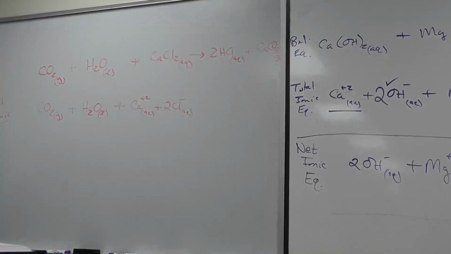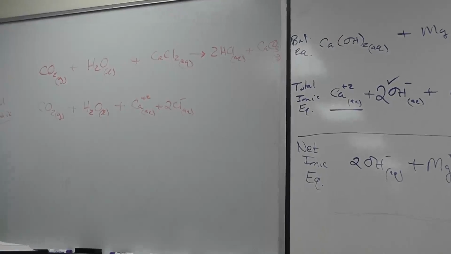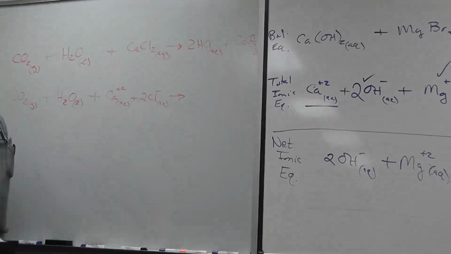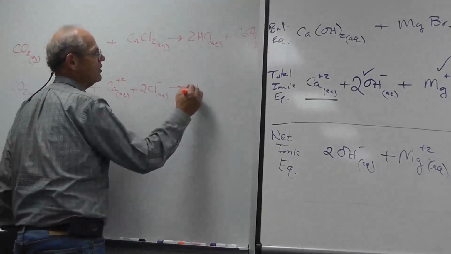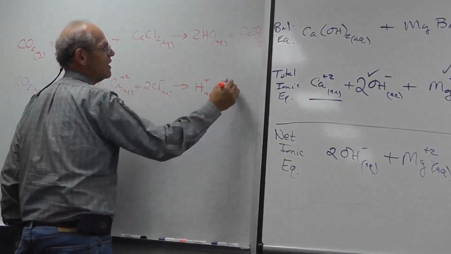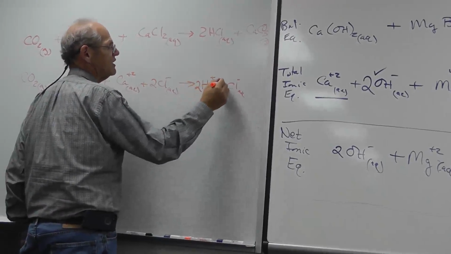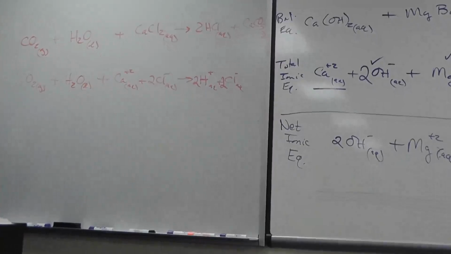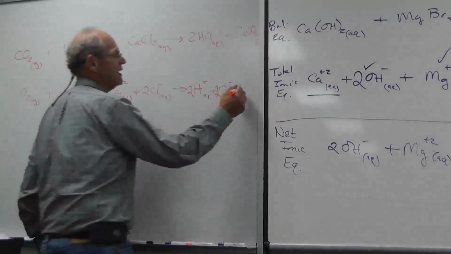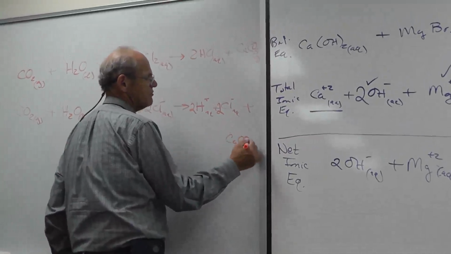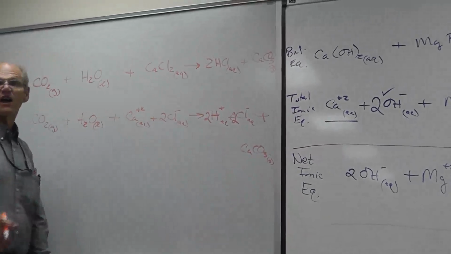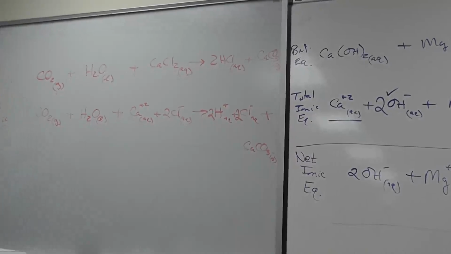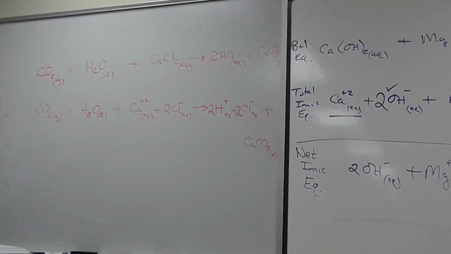Any questions on the left side of the equation? Right side of the equation, hydrochloric acid, strong acid or not? HCl, is it a strong acid? It's one of the strong acids. So it's going to produce hydrogen ions in solution and chloride ions in solution. And of course there's going to be 2 of these and 2 of these. And then the last species here, CaCO3, it's a solid, it doesn't break down, it's insoluble, so you write it as a solid. Questions about the total ionic equation?